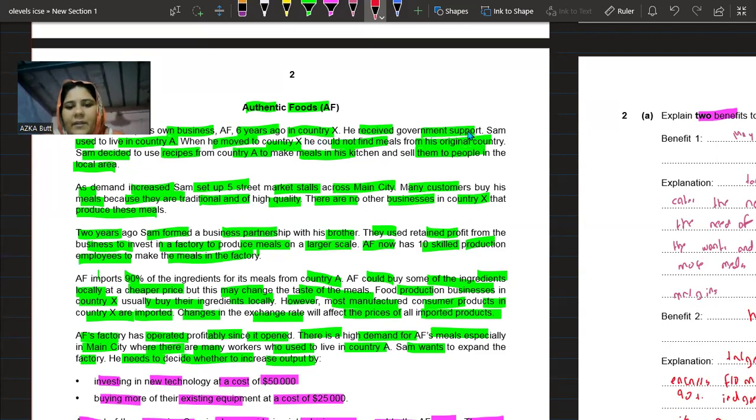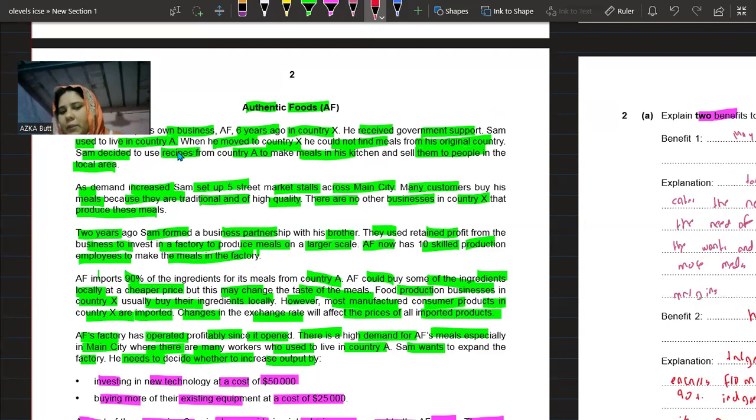So he received government support. It means that there is something good he is doing, which is why the government is supporting it. And our very first question is about why the government supports business startups. But for this question we don't need to write any application. So Sam used to live in country A.